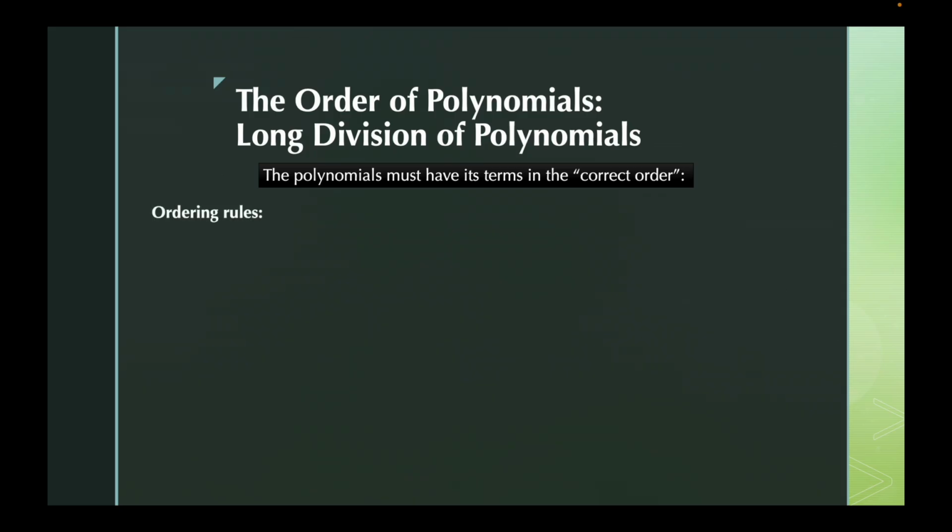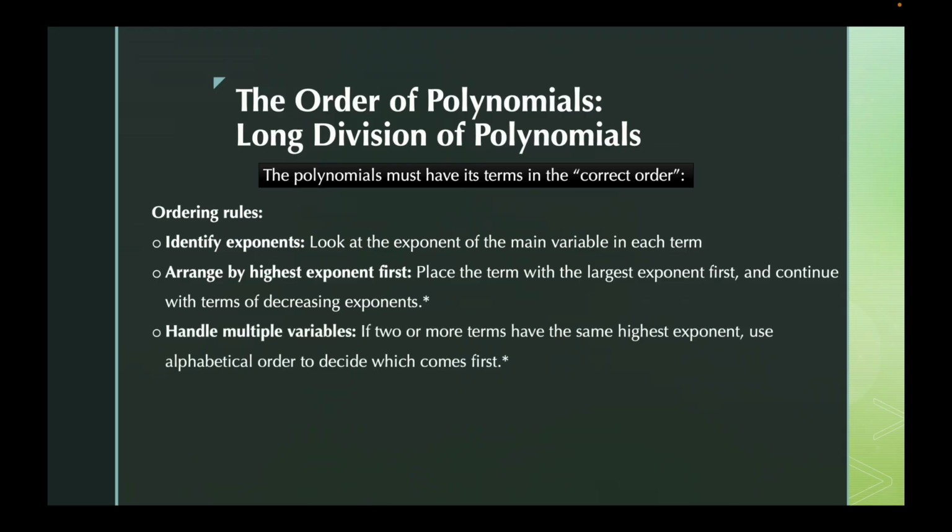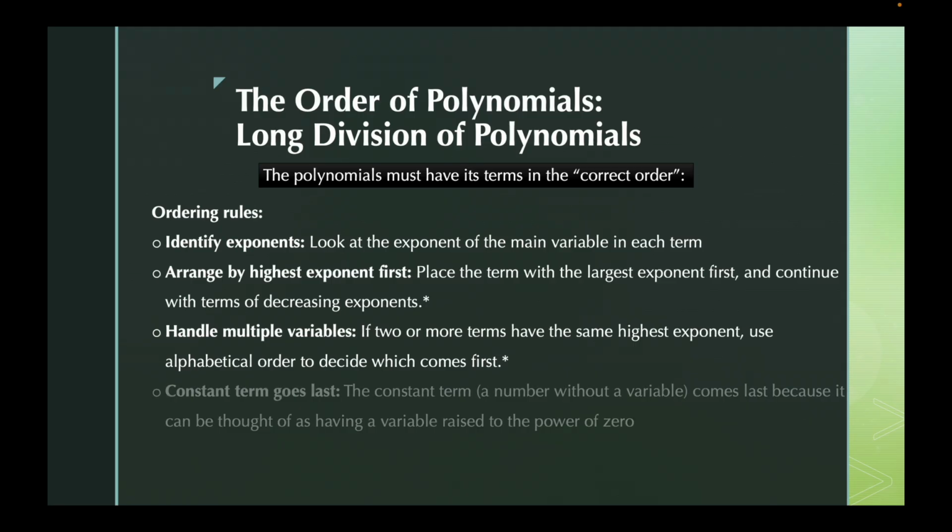Personally, here is a pretty good outline of how to order your polynomials correctly. First, you should always identify your exponents, like look at the exponents of the main variable in each term. And then I would go by arranging it by highest exponent first. So you place the term with the largest exponent first, and then you continue with the terms of decreasing exponents. Then you should look at handling multiple variables, because sometimes you're going to get a polynomial that has more than one variable in it. If 2 or more terms have the same highest exponents, you definitely have to use alphabetical order to decide which one comes first.